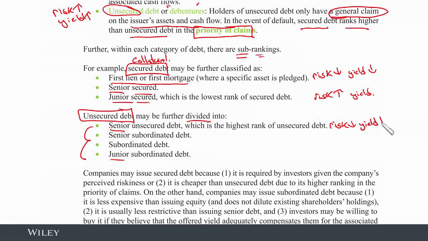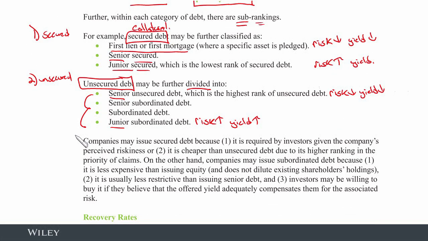They would therefore demand and deserve the lowest yield. The junior subordinated debt is assuming the most risk, so their required rate of return would be relatively higher. But remember, secured always comes before the unsecured. Secured has first rights to the collateral that's been pledged.